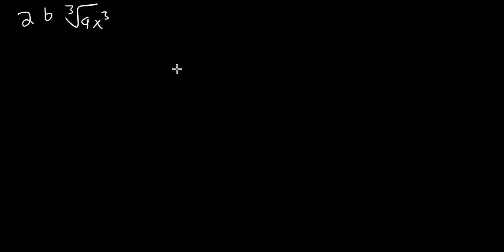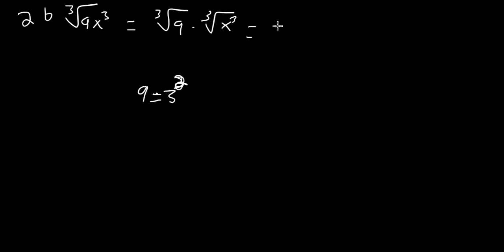Problem 2b, we have the cube root of 9x cubed. Using our product property, we'd have the cube root of 9 times the cube root of x cubed. 9 is equal to 3 squared. So there is actually no cube root of 9, but there is a cube root of x cubed, so our final answer would be the cube root of 9 times x.